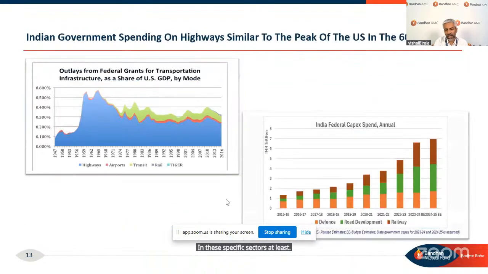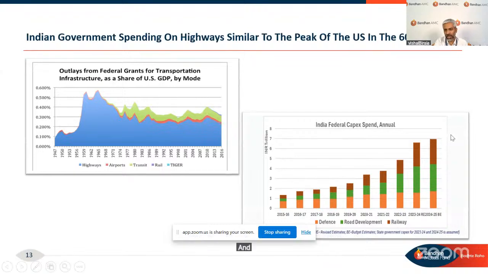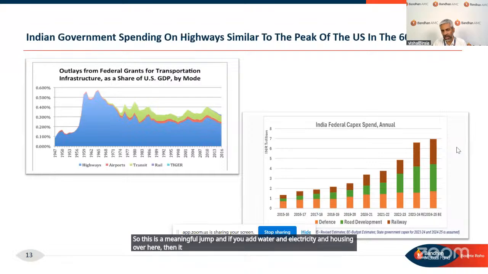Indian government has been spending on capex. We have substantially increased our capex. So if you see, in 2020, we were spending just 2.5 lakh crores on defense, road, and railways, and that has grown by 3x in the last 5 years. We're almost touching 3x. So that is 7 lakh crores. So this is a meaningful jump. And if you add water and electricity and housing over here, then it is meaningfully higher.